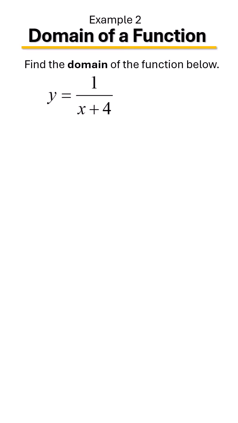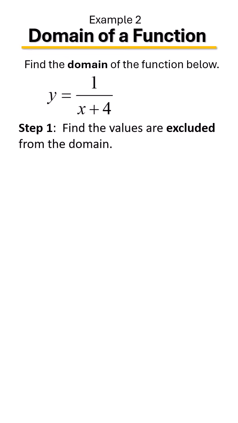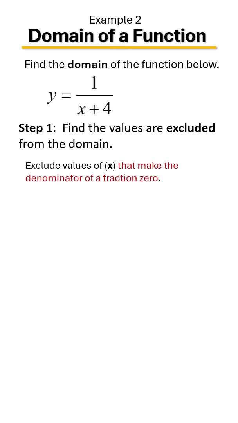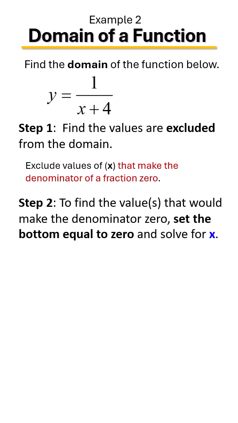So to find out what number would be excluded, what you would need to do is take the bottom of your expression, set it equal to 0, and then solve for x. Once you do that, it will tell you what number is excluded from the domain that you cannot have. So we're going to take the bottom, set it equal to 0, and solve for x. To solve this for x, I would need to subtract 4 from each side, and x equals -4.